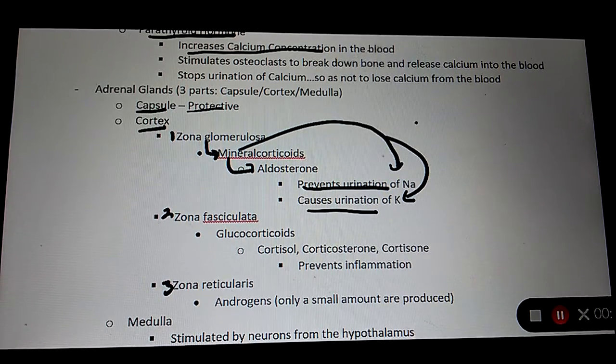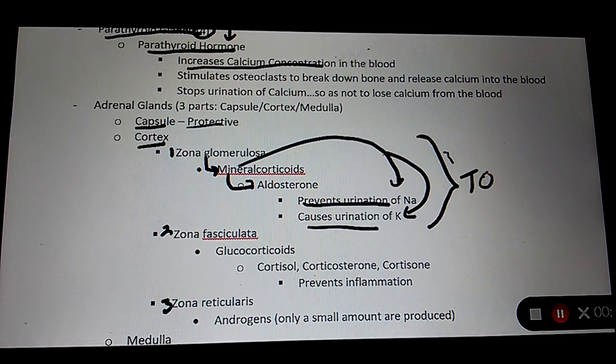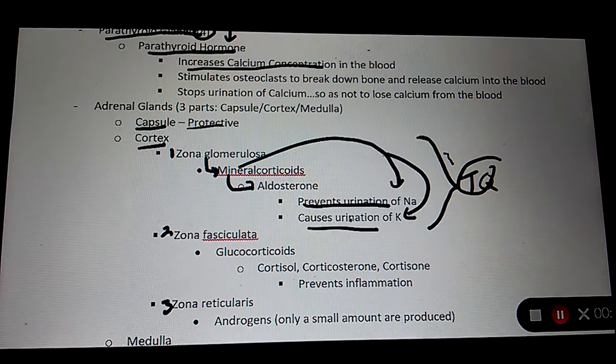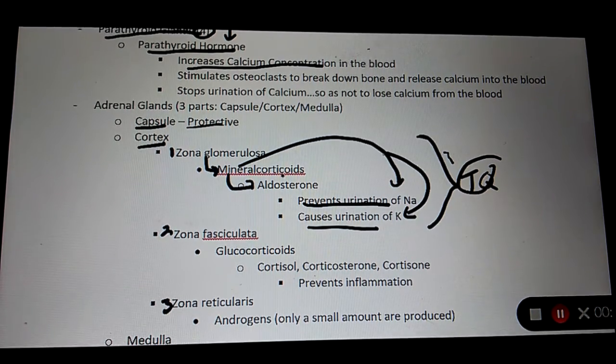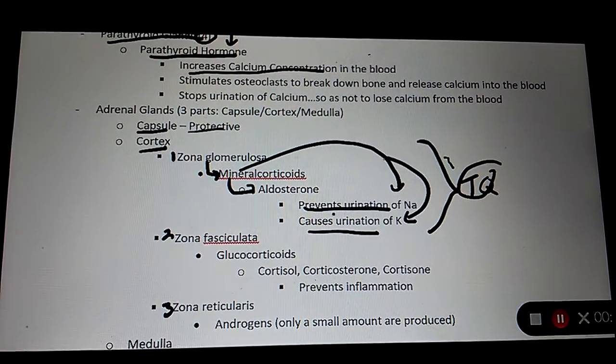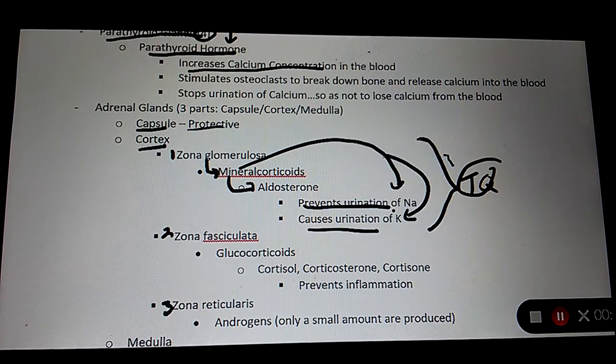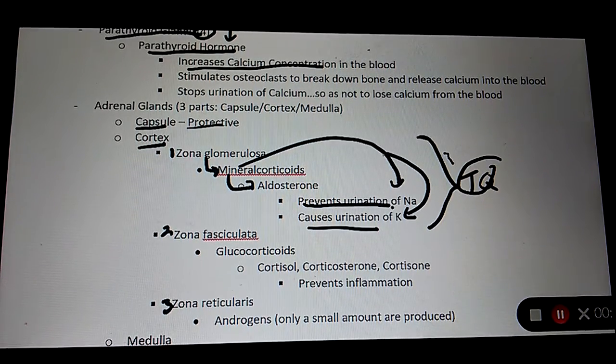Guys, this is huge. Okay? Is aldosterone a mineralocorticoid? Yes. Does aldosterone prevent urination of sodium? Yes. Does aldosterone cause urination of potassium? Yes. Remember, sodium and potassium do not like each other. So if sodium gets retained, that means potassium is going to be urinated out.